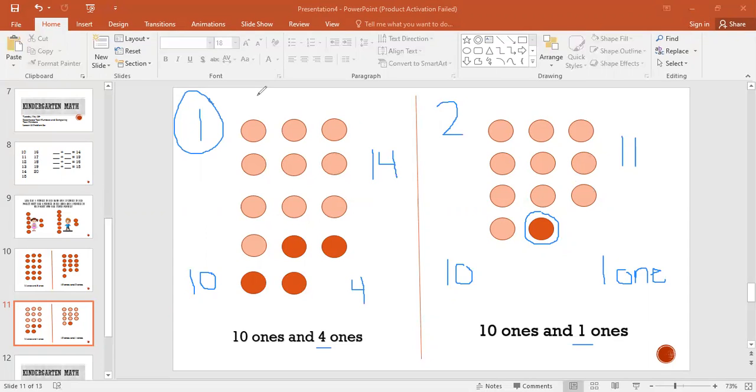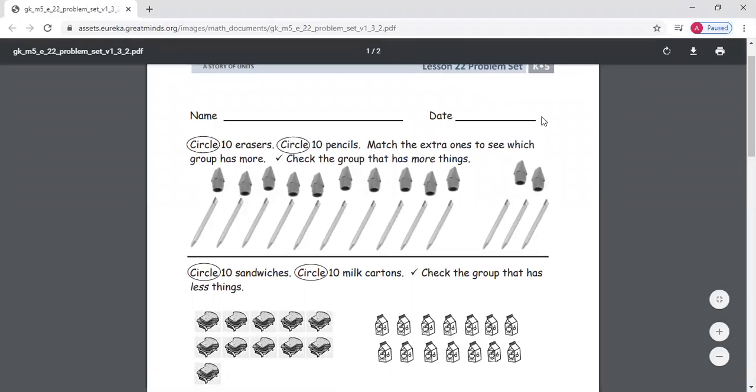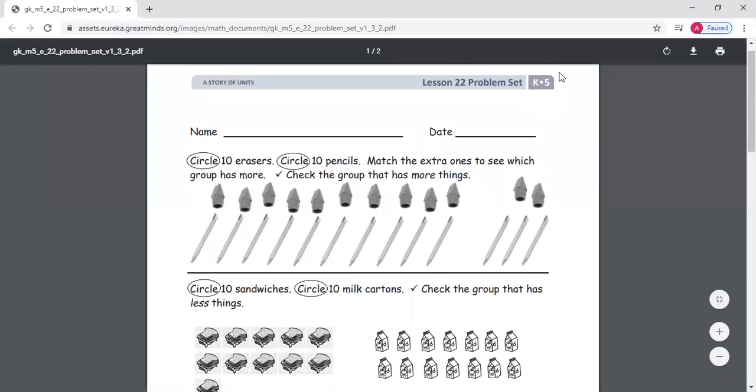Great job, guys. So we are comparing our teen numbers. We wanted to see which groups had more or which groups had less. We are going to hop on over to our problem set for today. You will complete lesson 22 problem set. Make sure it says K5 up in this top corner.